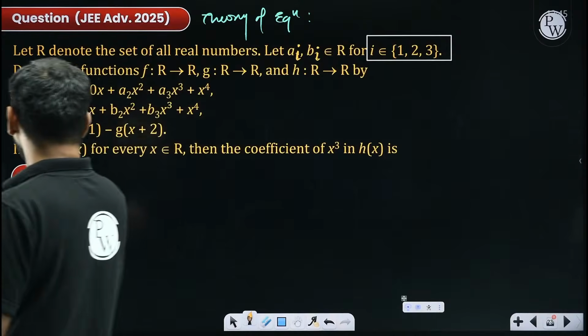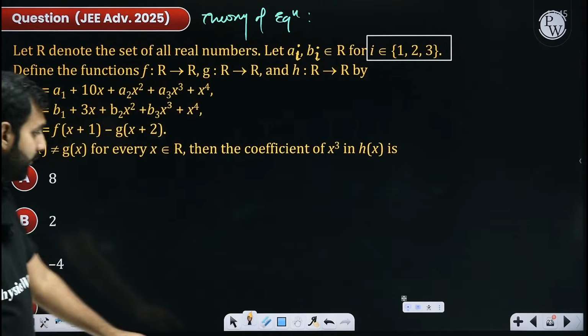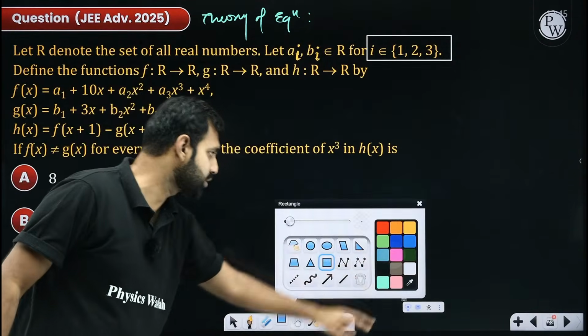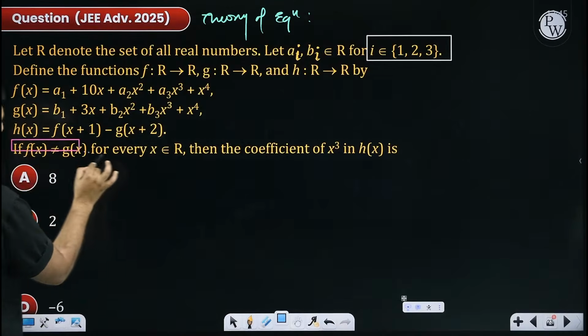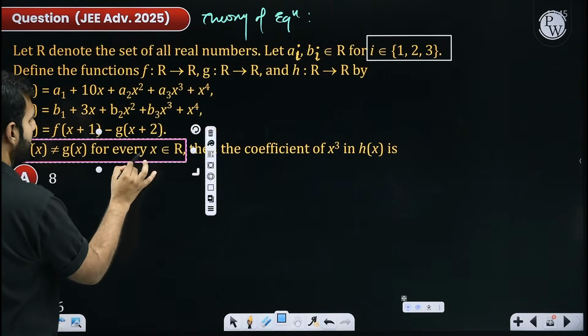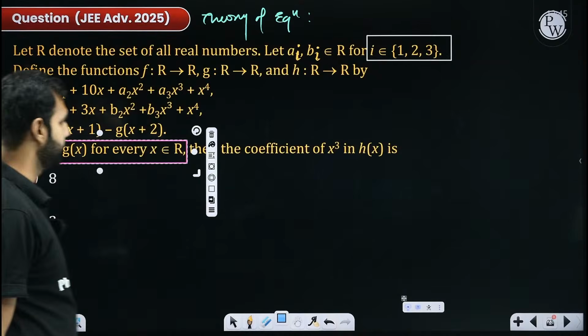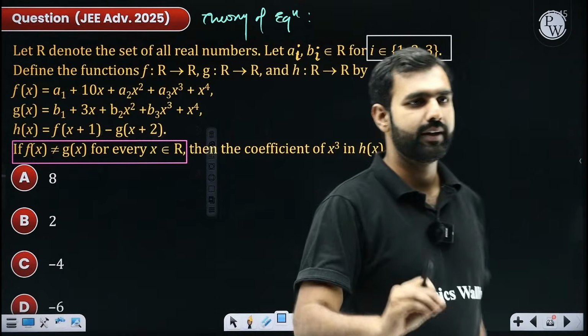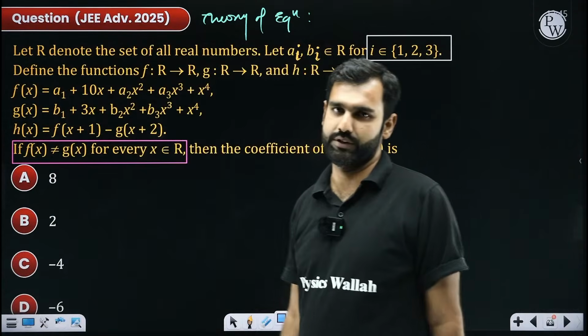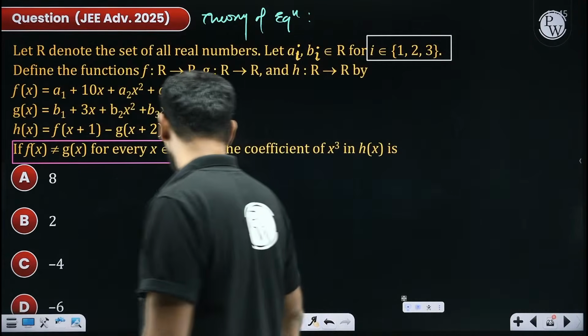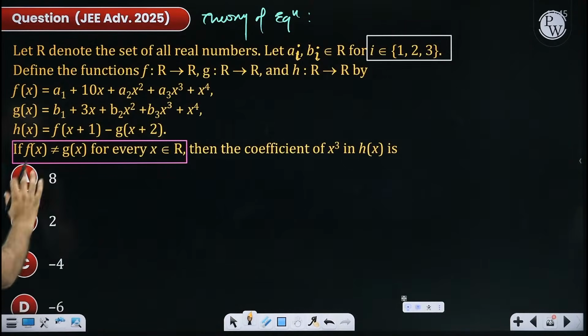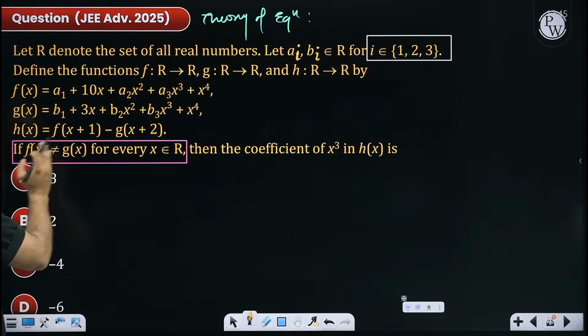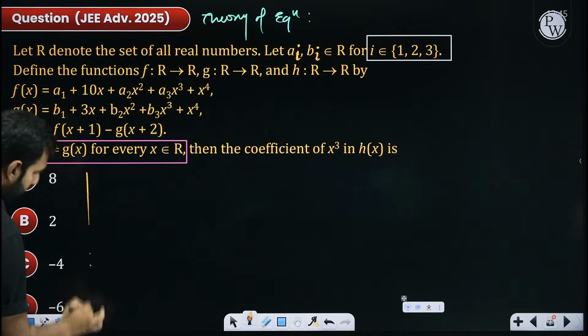Now, f(x) is not equal to g(x) for every x belonging to R. This is the catch. This is the most important statement of this question. If you pay attention to this part, your question will be totally done. Why? What is f(x)? What is g(x)? Let me put them equal. Let's say I'm solving this particular part.